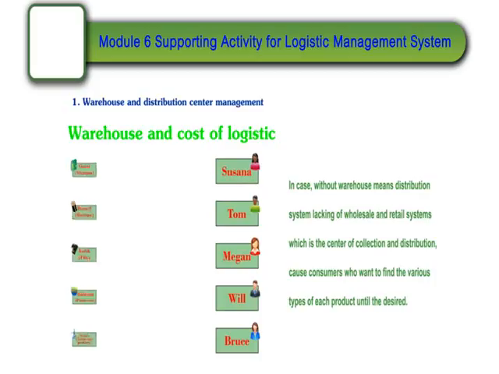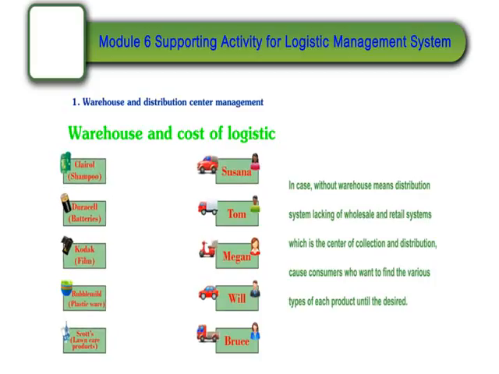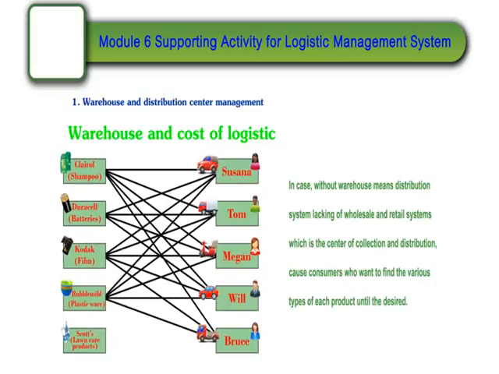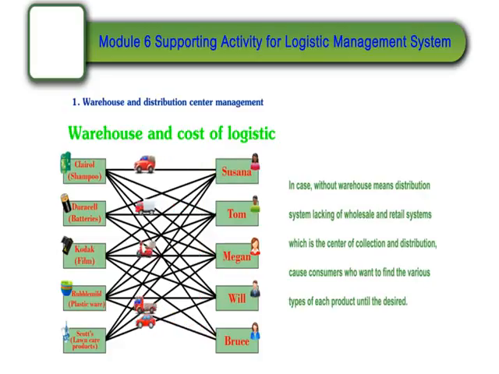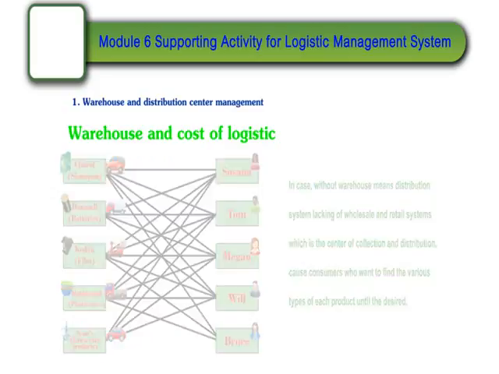The figure shows that 5 consumers want 5 products. They will go to purchase all of the products 25 times, called transactions.